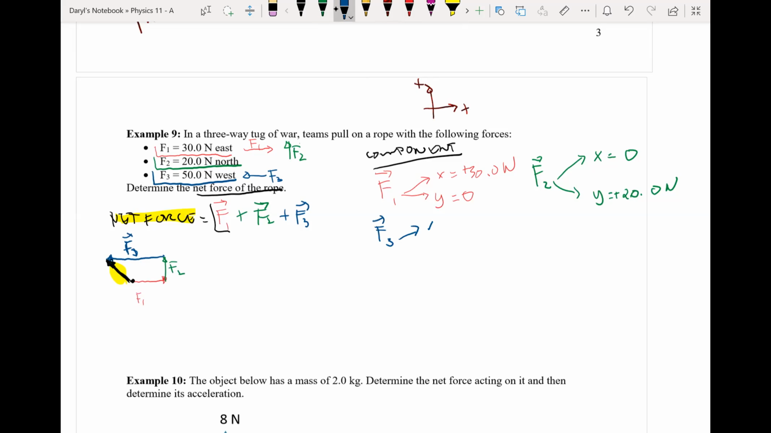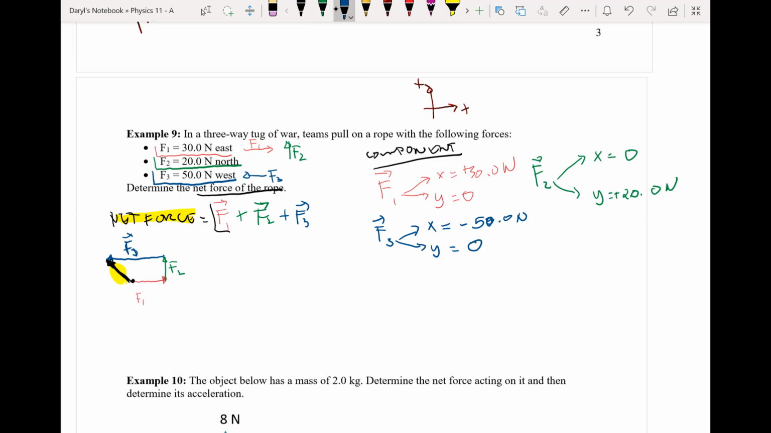F3, therefore, again, you have x and y component. And in this case, your x component is negative 50.0 newtons. And that is negative because it's to the west, so opposite to the direction wherein we set as positive value. And the y is 0.